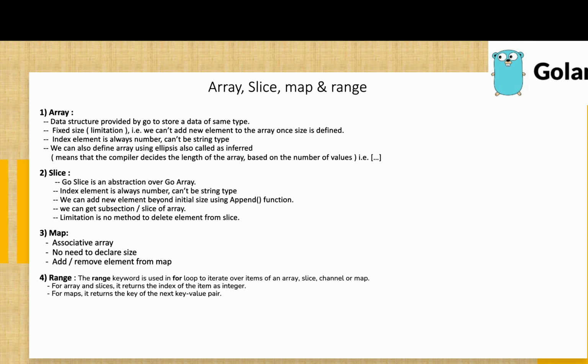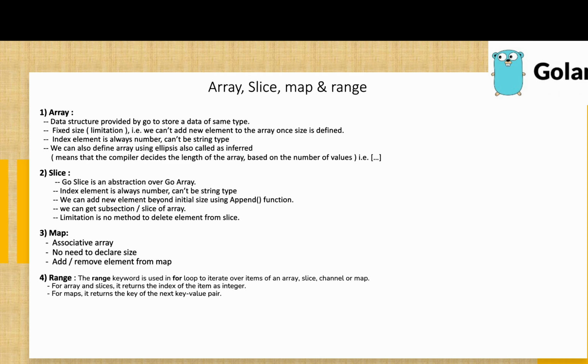The next point is map, an associative array. Map is nothing but an associative array. In other programming languages like PHP, you call it an associative array. JavaScript also supports associative arrays, and I guess in Java we call it a map. The added advantage is you can add any number of elements. Once you define it, you can add or remove elements from the map. So these are the three different data structures supported by Go.